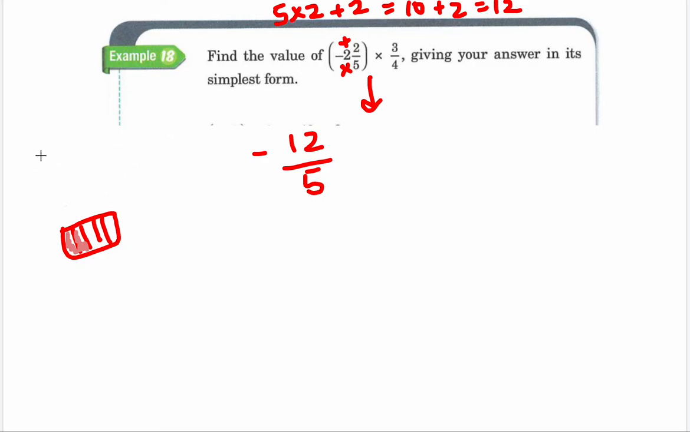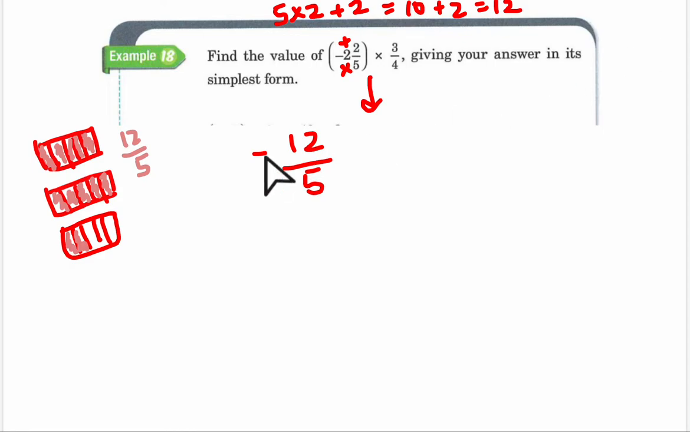Two and 2 fifths. So we have 2, all shaded in, 1, 2, 3, 4, 1, 2, 3, 4. All of these are shaded in because I have 1, 2, 3, 4, 5, 6, 7, 8, 9, 10 in the holes, 11, 12. So that's how I get the 12 fifths. 12 fifths are shaded in, okay?